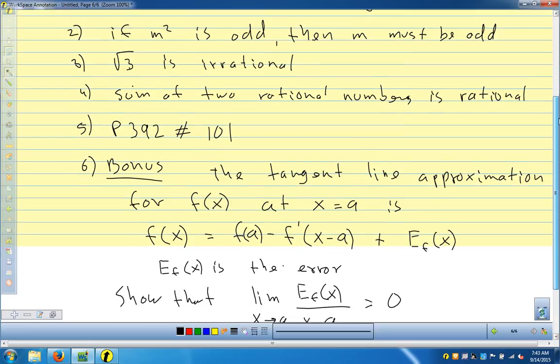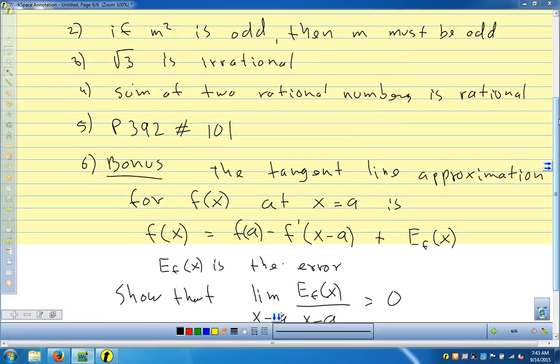All right, there we go. Well, tomorrow we will talk about proof by induction. Induction's a really powerful method. Not that these others aren't powerful.